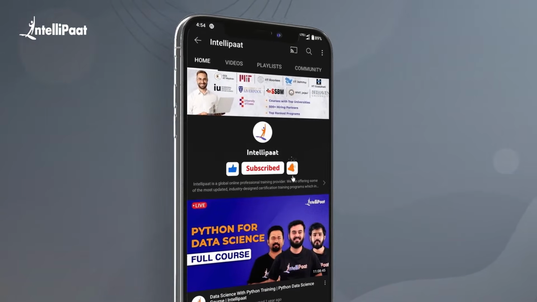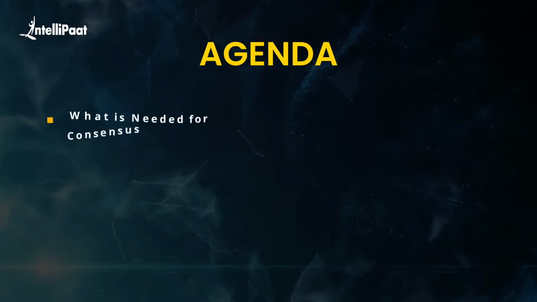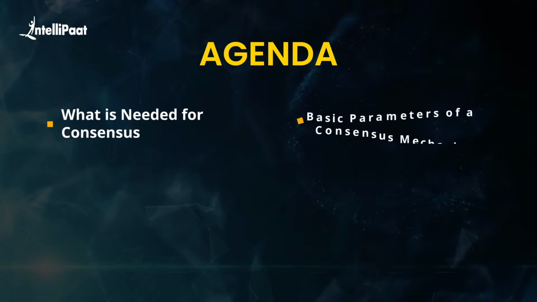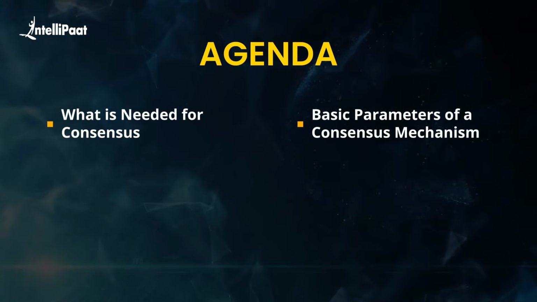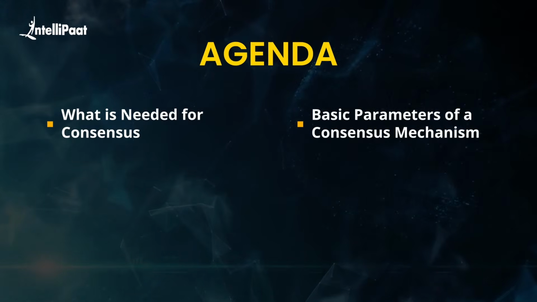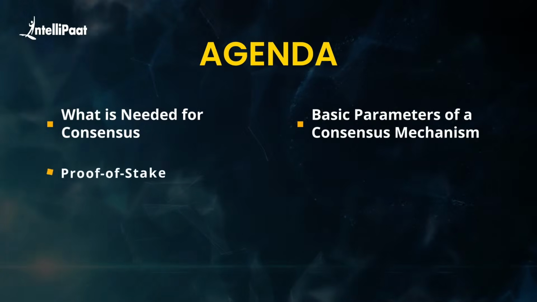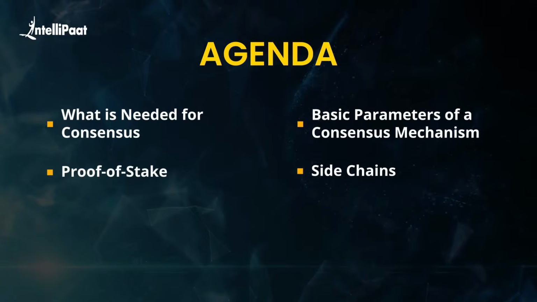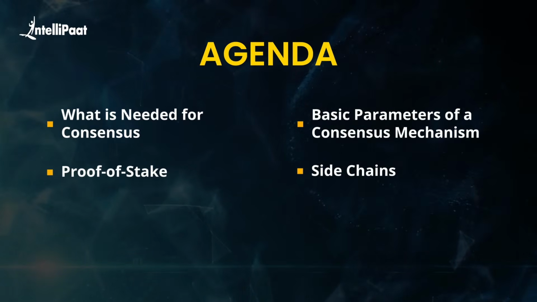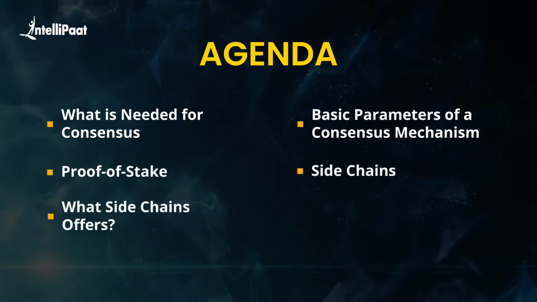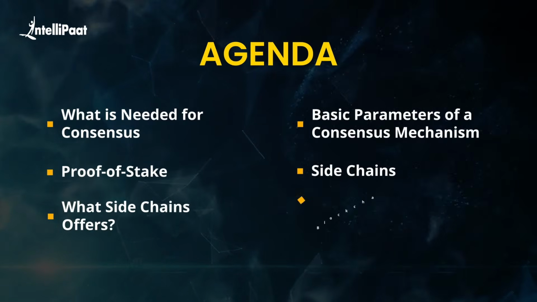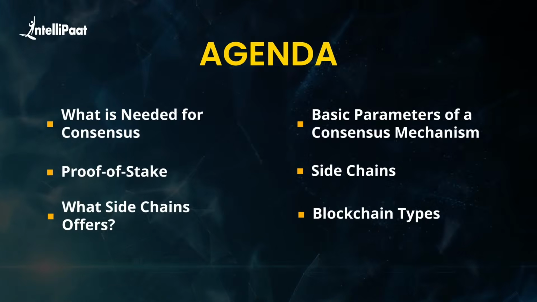So first we will discuss what is needed for consensus. Moving ahead, we will learn about basic parameters of a consensus mechanism. Then we will also discuss the proof of stake algorithm. Then we will learn about sidechains. Moving ahead, we will also discuss what sidechains offer. And at the end, we are going to conclude our session by discussing the blockchain types.